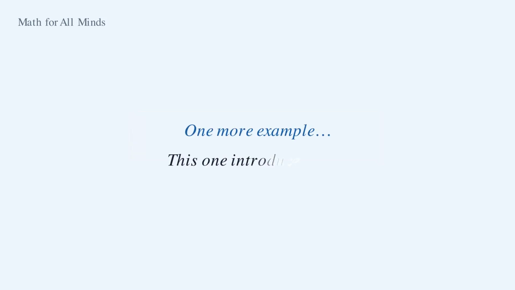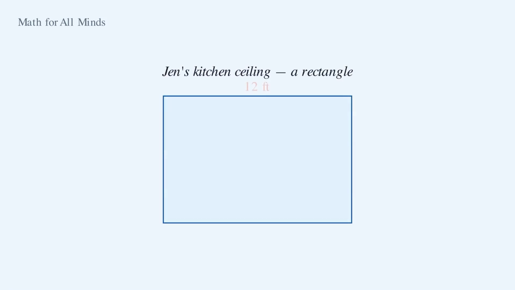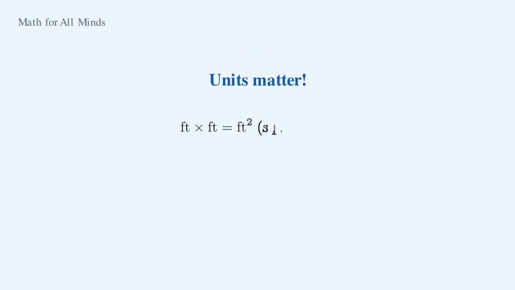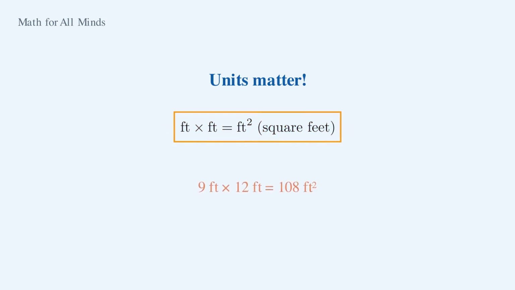One more, and this one introduces area. Jen's kitchen ceiling is a rectangle, 9 feet long by 12 feet wide. What's the area? Area of a rectangle is length times width. 9 times 12 is 108. So the area is 108 square feet. Notice the units. When we multiply feet by feet, we get square feet.